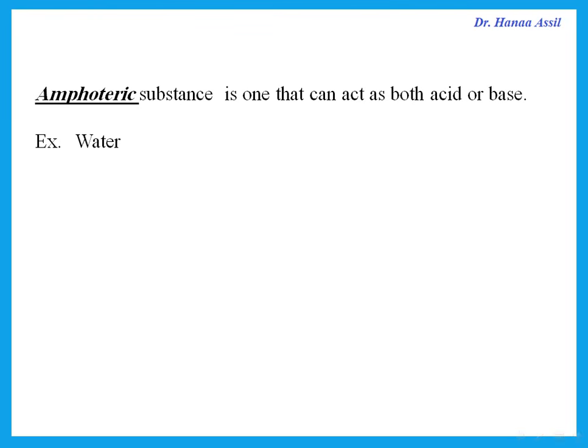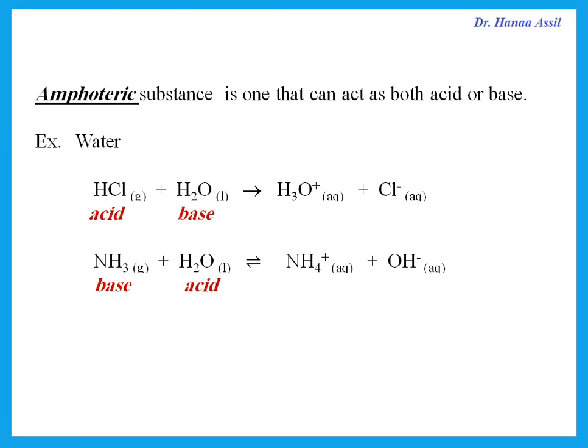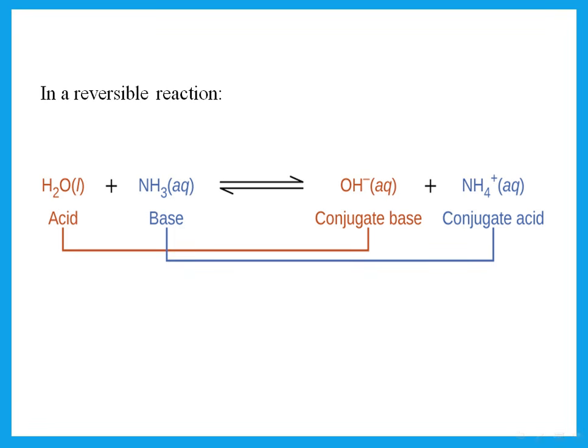An amphoteric substance is one that can act both as an acid and as a base. For example, water is an example of an amphoteric substance. This is because when water reacts with an acid, it acts as a base. So in this case, the H2O took the H plus and became H3O plus, so it's a base. It's a proton acceptor. But in a reaction with a base, the water would act as an acid. So in this case, it is the water that gives up the H plus ion, so it is a proton donor. So in this case, it is an acid.